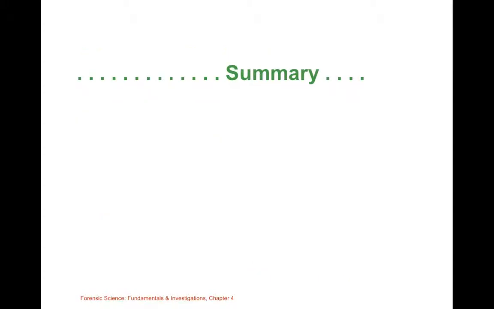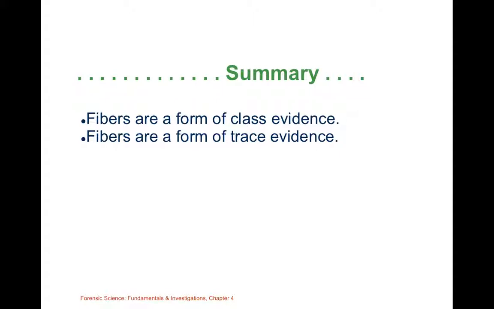All right, let's summarize what we have learned today. We know that fibers are a form of class evidence. We know that fibers are a form of trace evidence. So we can narrow fibers down to either being synthetic or natural, right? And we can narrow them down even more to being an animal or a plant natural fiber, or it could be in the class of polyester or nylon, but other than that, they are not individual evidence.